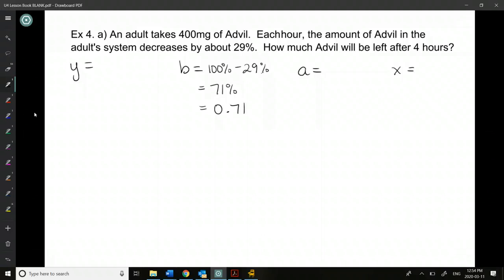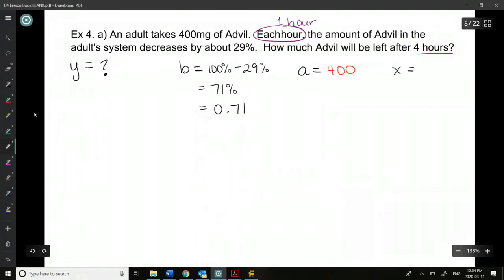Okay, what else do we know? Cameron. Very nice. 400 milligrams. Martez? We don't know why. Very nice. You're right. And X? 4, and this is each hour, so that's 1 hour, right? So this is 4 over 1, so basically just 4. Okay, let's enter into our formula here.